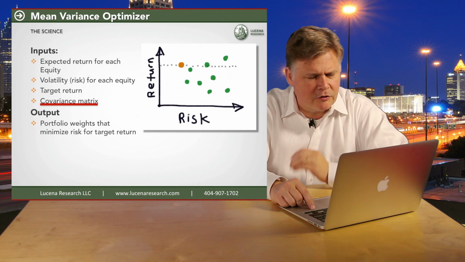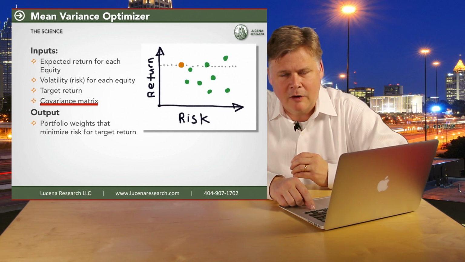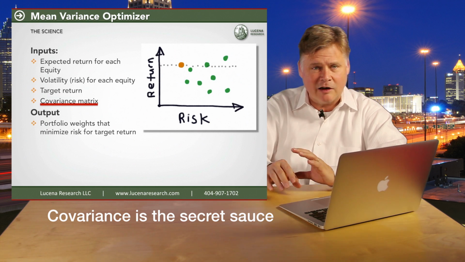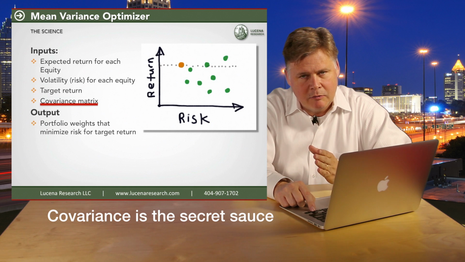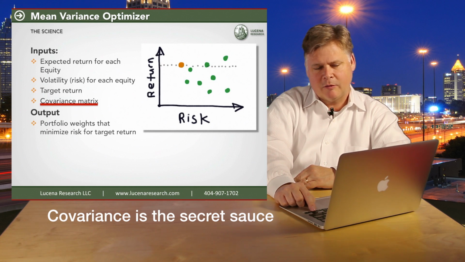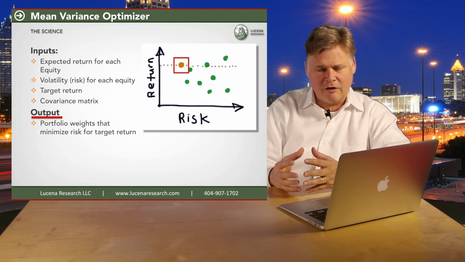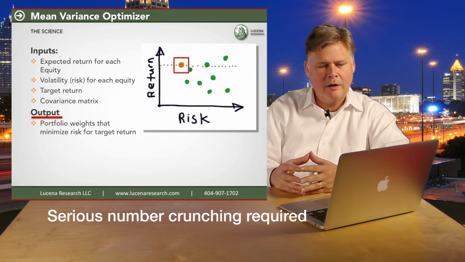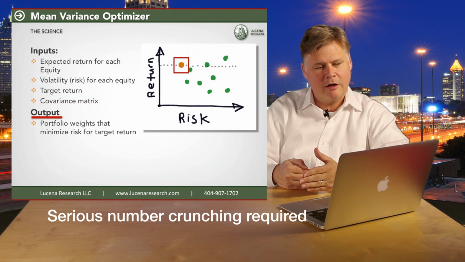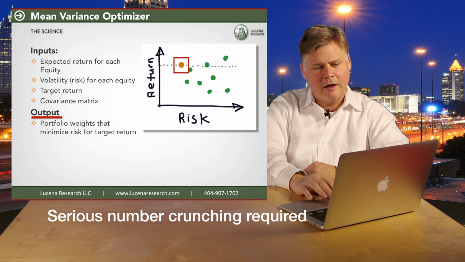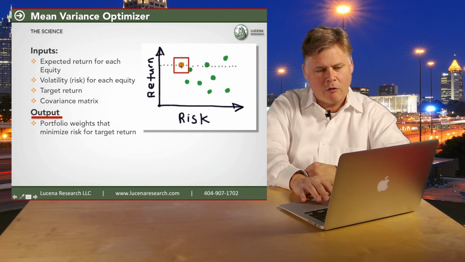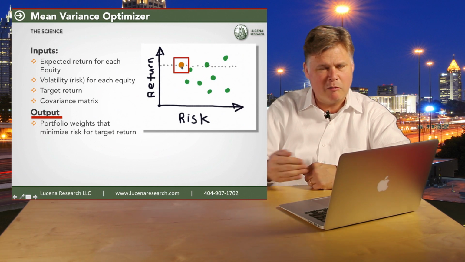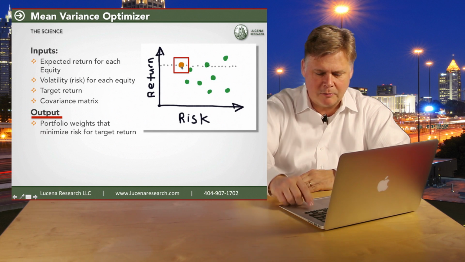There's this other piece of data that it takes called a covariance matrix, and that's probably the most complicated of all this, and I'll get into that in a moment. You feed these inputs to the optimizer. It does a lot of number crunching. It's a really serious algorithm, and it finds the weights for each equity to give you this portfolio. And as you can see here, it's lower risk than any of the other constituent equities, and that's kind of the magic of portfolio optimization.